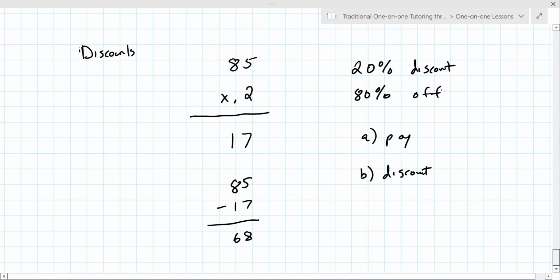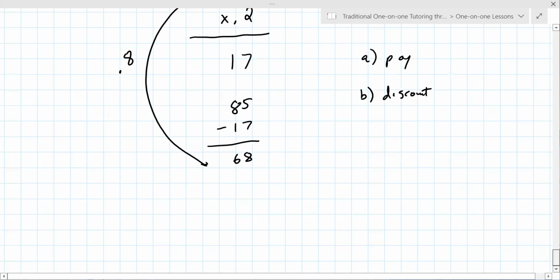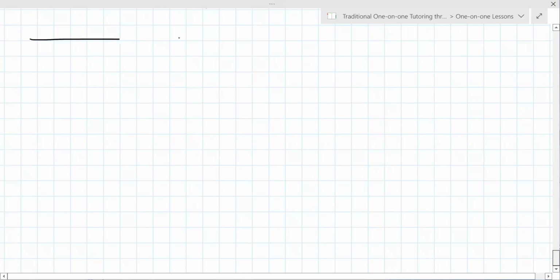off the original. So if you take 85 and multiply it by 0.8, which I'd like you to do, guess what you will get? Oh, cool. 68.